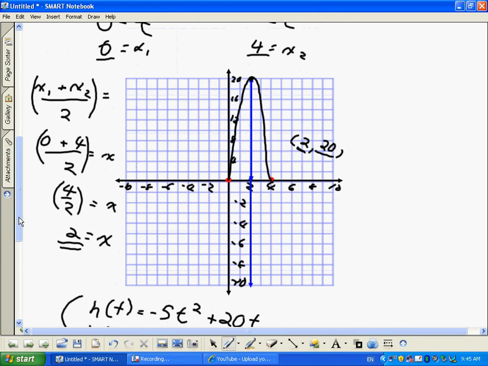Now the reason this is a maximum is because the parabola is pointing downwards, okay? We assume it keeps going. If it's a downwards pointing parabola, it has a maximum. If it is an upwards pointing parabola, it has a minimum, okay? The vertex will be at the lowest point of that parabola.